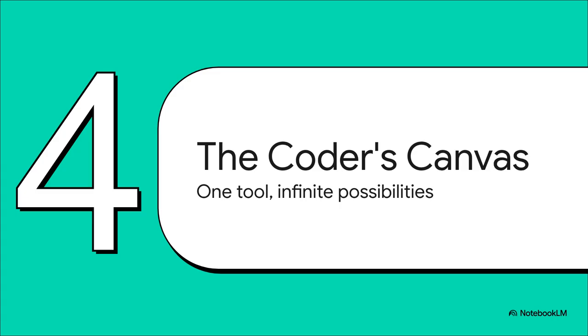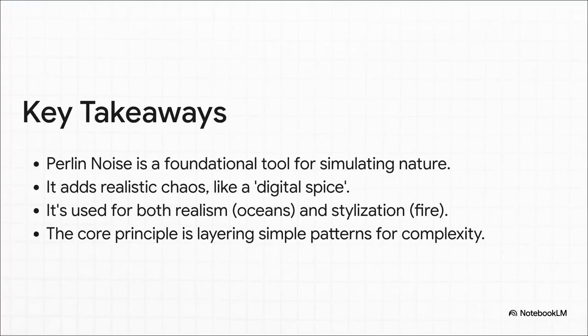And that brings us to the really big idea here. We've just seen one tool, Perlin Noise, used in two completely different ways. One for hardcore scientific simulation, and one for totally stylized art. This is what you could call the coder's canvas, where one simple, elegant idea unlocks an infinite number of creative possibilities. So, what's the big takeaway from all this?